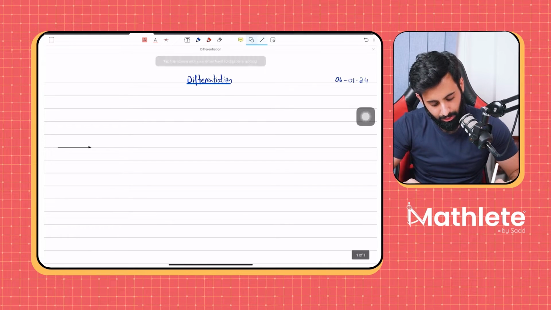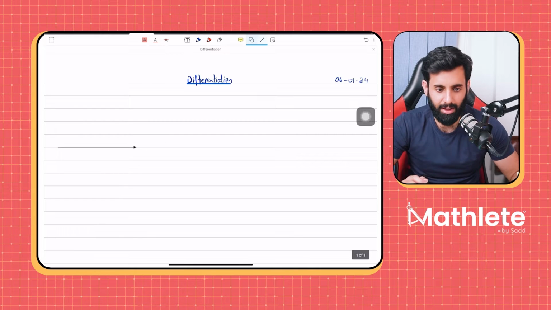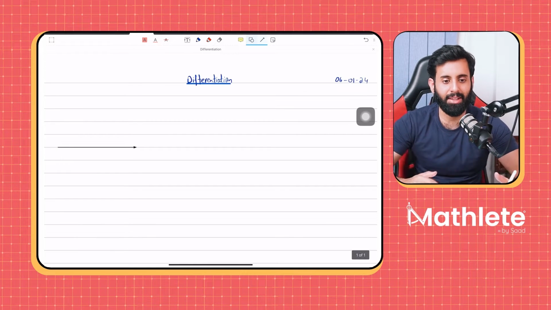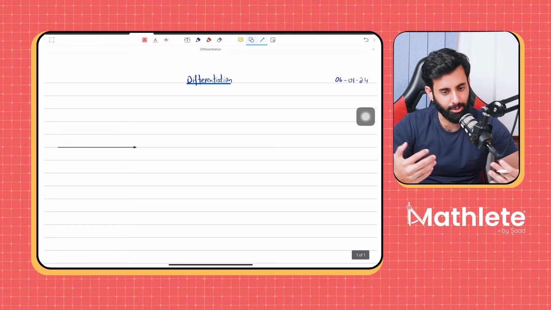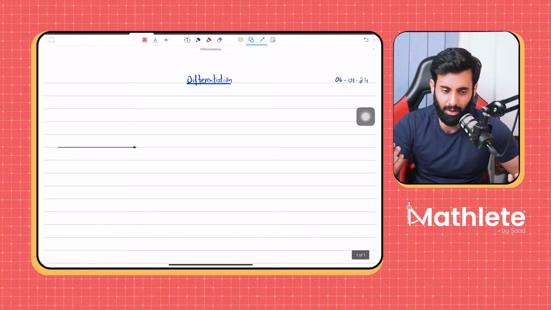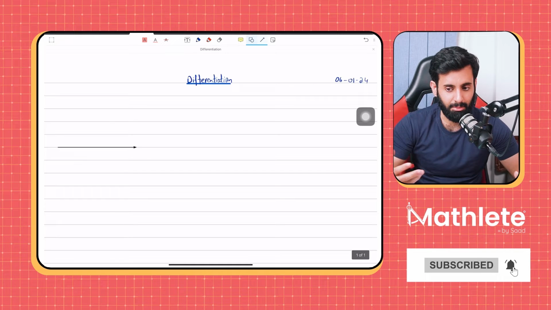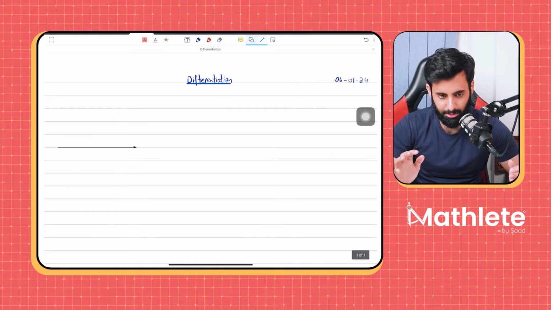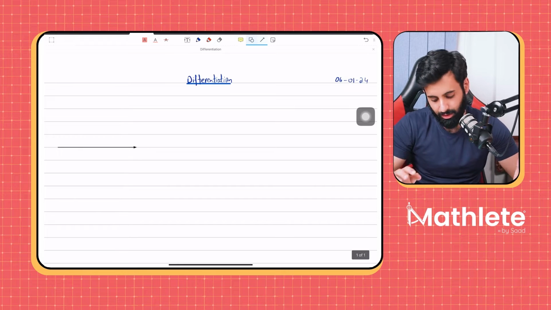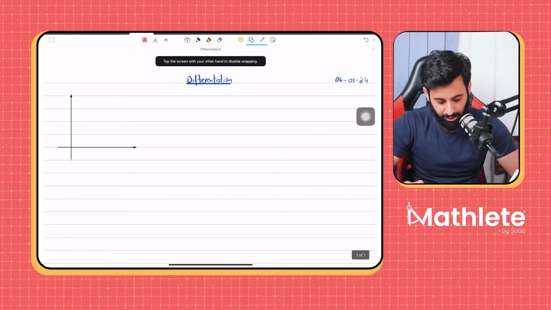So the whole idea of differentiation is to basically find the gradient, okay? And that gradient could mean a lot of things. That gradient could mean rate of change. It could mean, later on when we're doing M1, we'll see how that can mean speed. It can mean acceleration. It can mean a whole lot of things. But the whole purpose of differentiation is to be able to find the gradient. Okay. Now, gradient of what exactly?